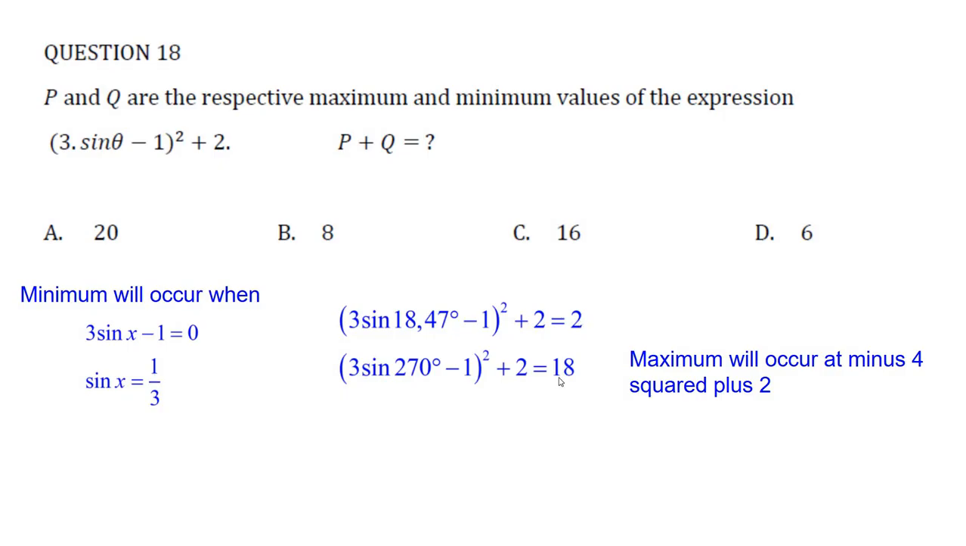And what's the sum of 2 plus 18? It's 20. So that's why A is 20. So it just takes a little careful thinking, and you can get questions like this right.